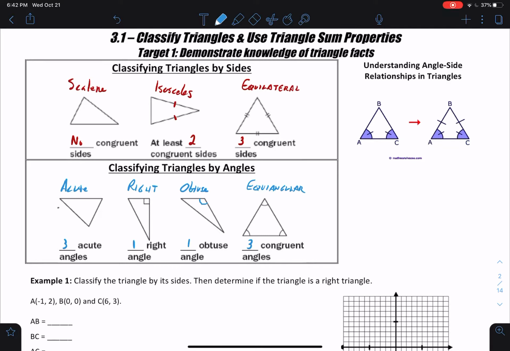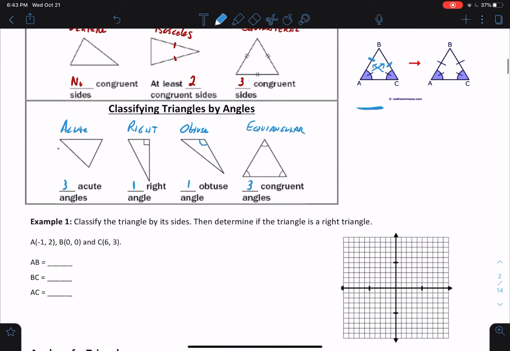So when we're classifying a triangle, we want to classify it by its sides and by its angles, if we can. There's a relationship between the angles and the sides of a triangle. We'll get into this a little more in the next video. But if angles are congruent, the sides opposite those angles are congruent, and vice versa. Since angle A and angle C are congruent in this diagram, the sides opposite those angles have to be congruent as well. So there's definitely an angle-side relationship going on when we're dealing with triangles.